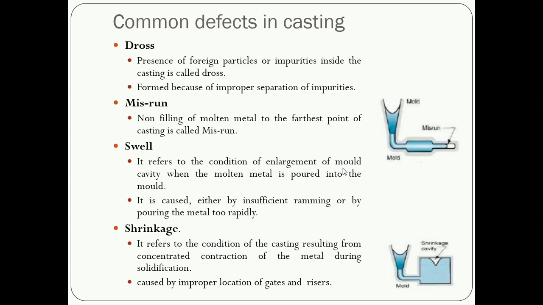That is very important. Shrinkage means concentrated contraction of the metal takes place at a particular location where the extra molten metal cannot be fed. That defect is called a shrinkage.